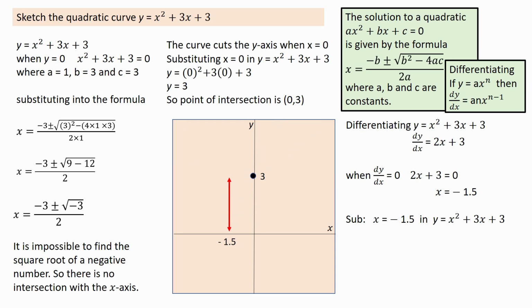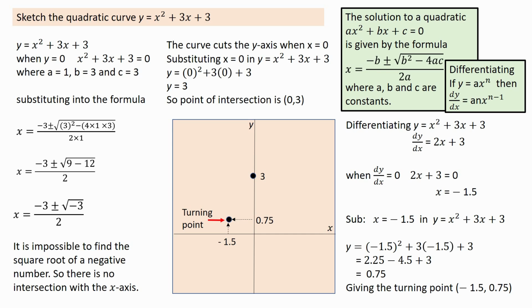Clearly, we need to find the y-coordinate of the turning point, so substitute x equal to negative 1.5 in the quadratic equation. Using brackets ensures that it is negative 1.5 that is squared. Evaluating the brackets. Then any addition and subtraction to obtain y equal to 0.75. And marking on the sketch. So the turning point is negative 1.5, 0.75. And the quadratic curve can be drawn. Adding the equation of the curve completes the sketch.